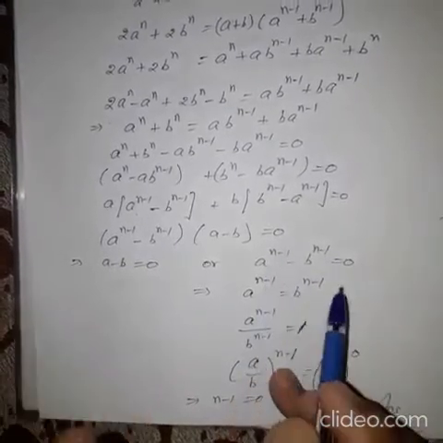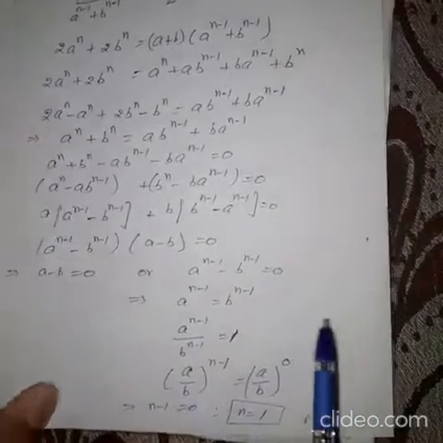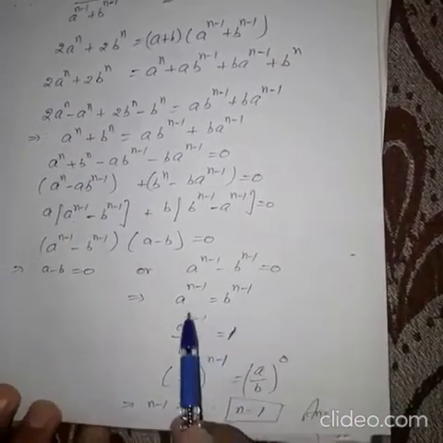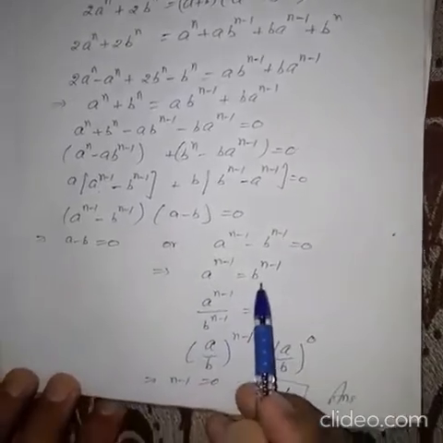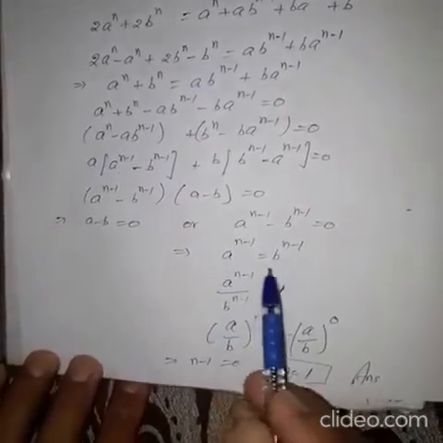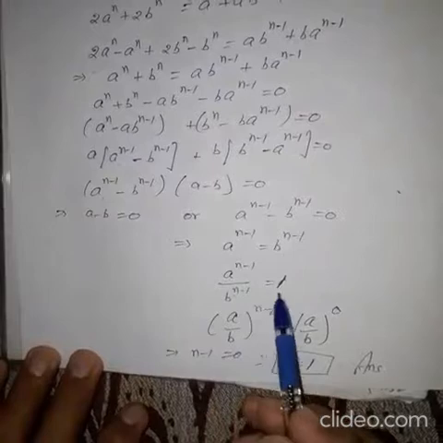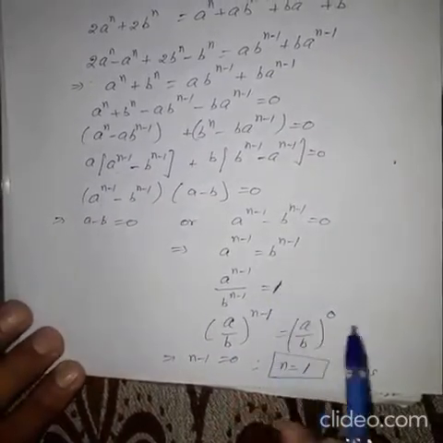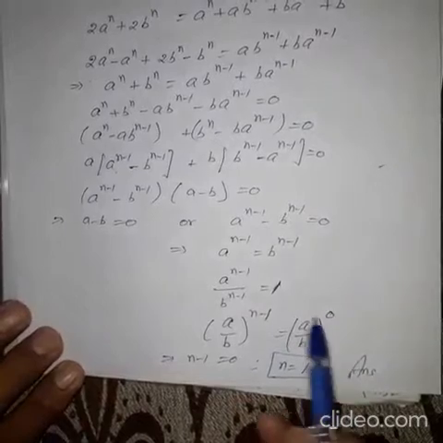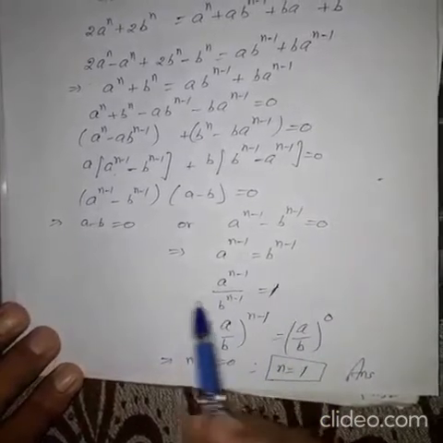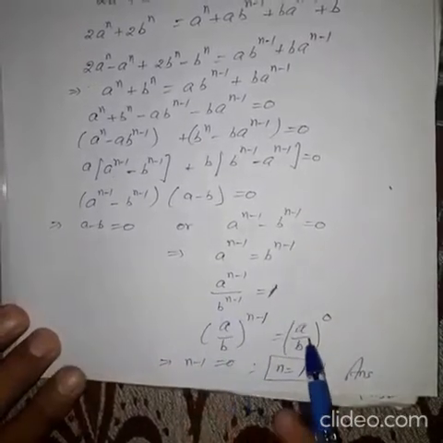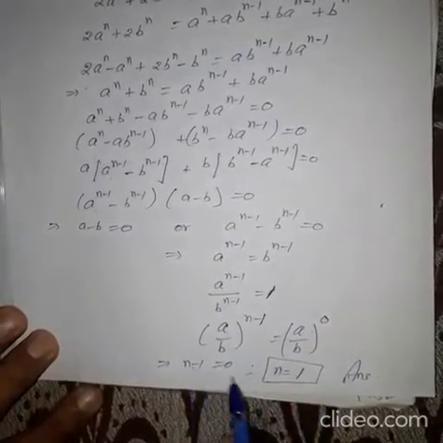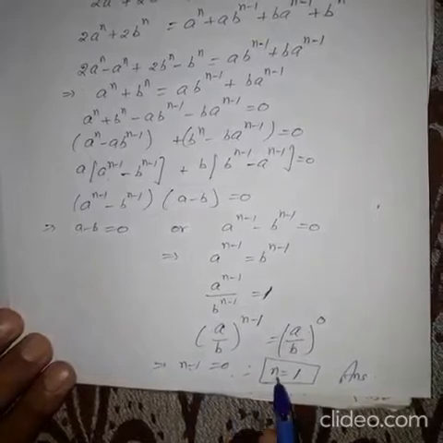We will solve using this because we want to find the value of n. So a raised to the power n minus 1, you shift b to the other side: a raised to the power n minus 1 is equal to b raised to the power n minus 1. Dividing by b raised to the power n minus 1, it will be equal to 1. Now replace 1 by a upon b raised to the power 0, because we want to compare, and comparing can be done if the base is the same. So comparing, you will find n minus 1 is equal to 0 and the value of n will be 1.